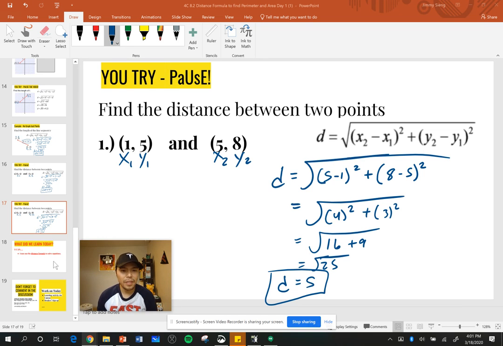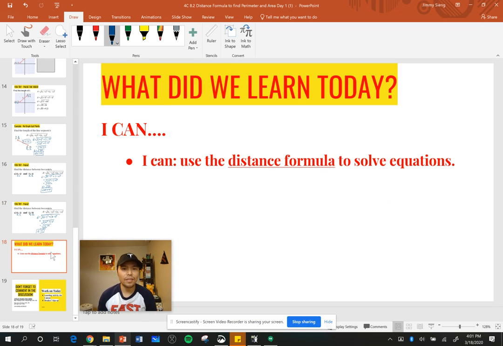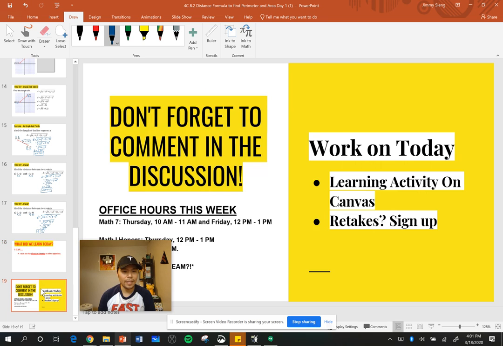I think that's pretty much it for the lesson. So again, what you learned today is you use the distance formula to solve equations. We're going to keep on using this to help us find perimeter and eventually area.